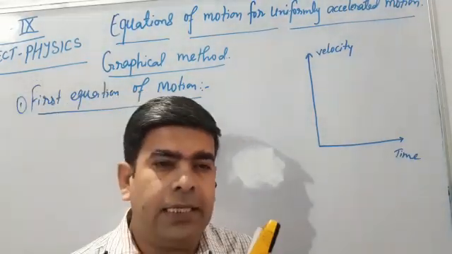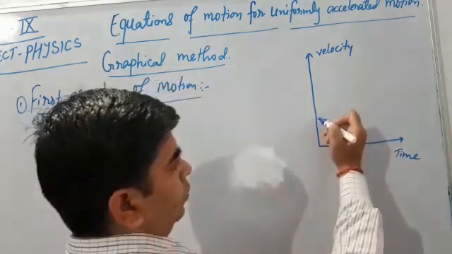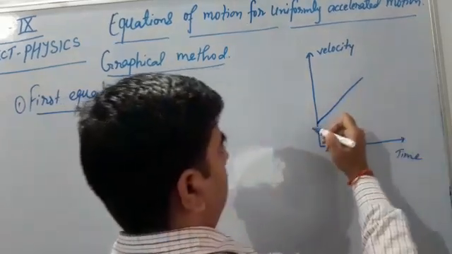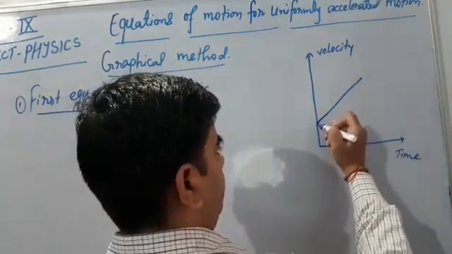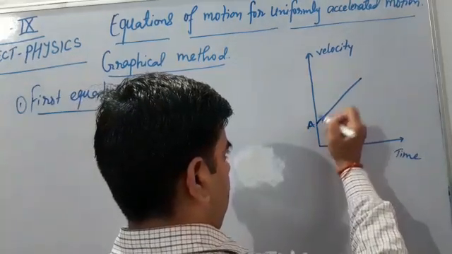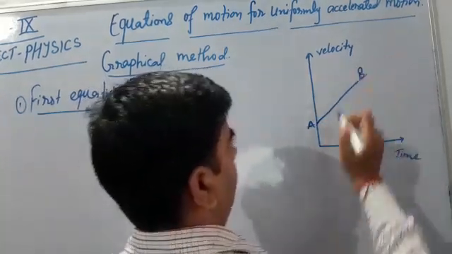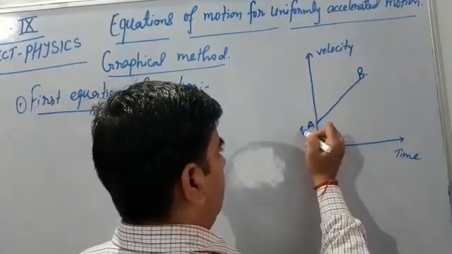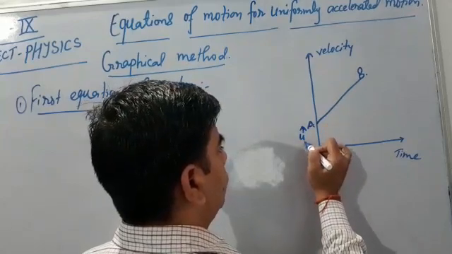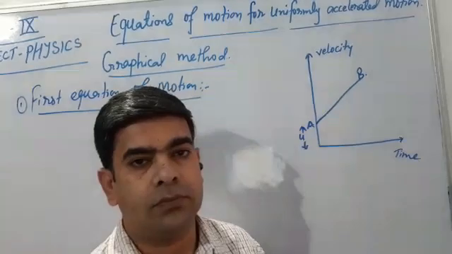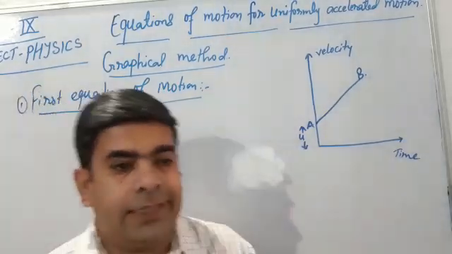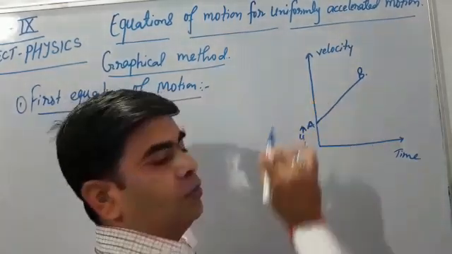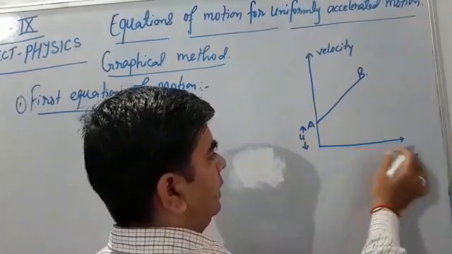Let the initial velocity of the body be u. Now, initial velocity is u. This is the velocity of the body at t is equal to 0. It means at this position time is 0.